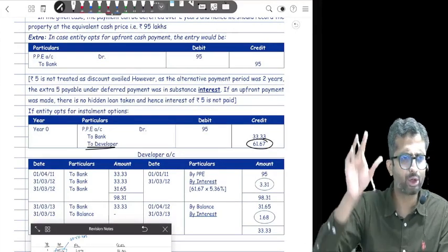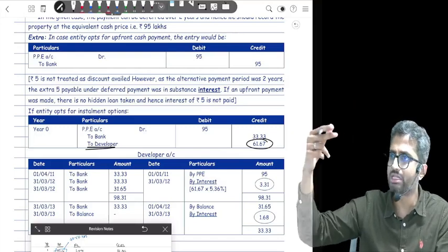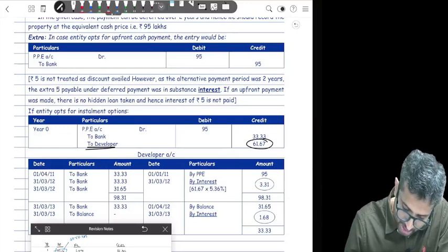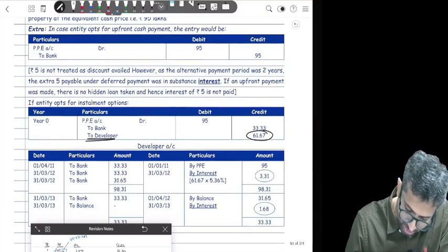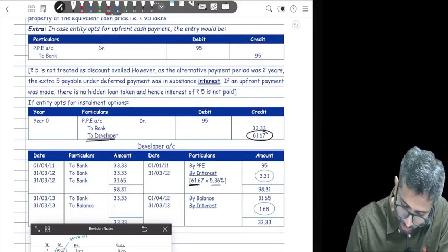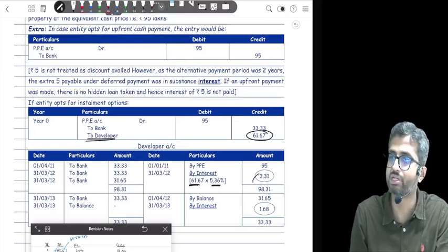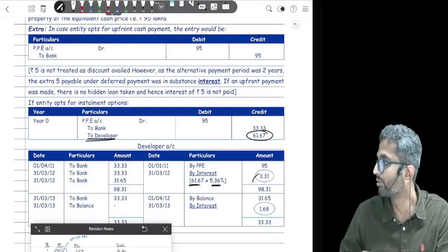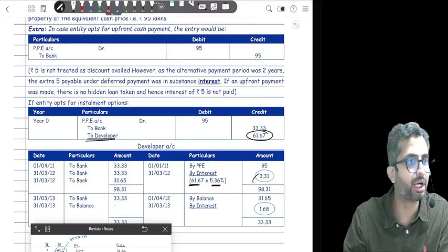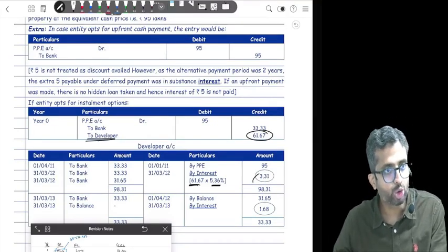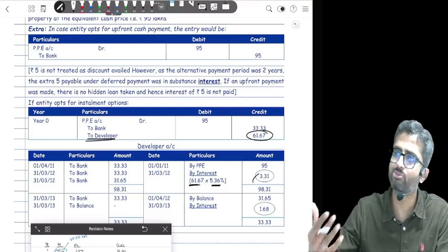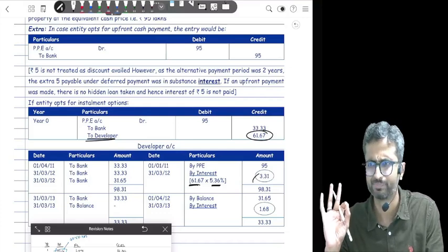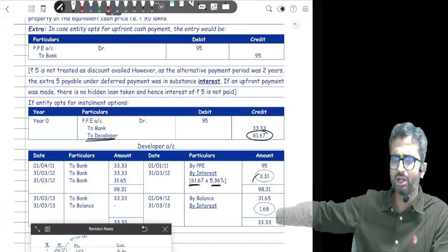Then later what will happen, you will prepare a developer account. On 61.67 you will charge 1 year of interest. So this is 61.67 into 5.36%, 1 year of interest, that is 3.31. Then you get the closing balance. Make a second installment payment. Next you go to the next year, again charge interest, make payment and the installment is cleared. Ultimately the balance will come down to 0. We have shown the workings here.